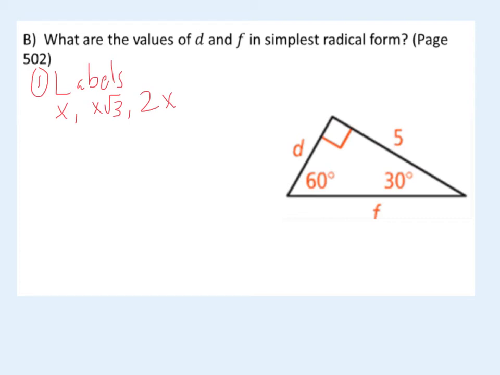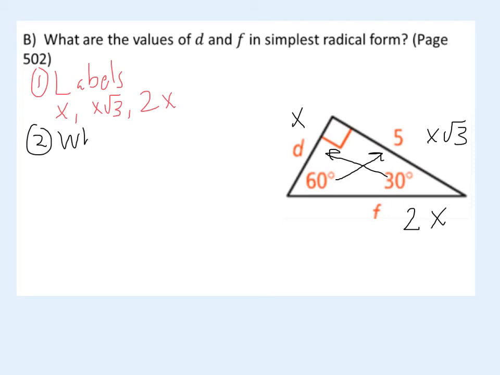But again, across from my 30 is always going to be my shortest side, so that's going to be my x. Across from my 60 is my medium side, that's x square root 3. And across from my 90 is 2x. Once you label your sides, then you should look at what information is given, and by that I mean where's the number.